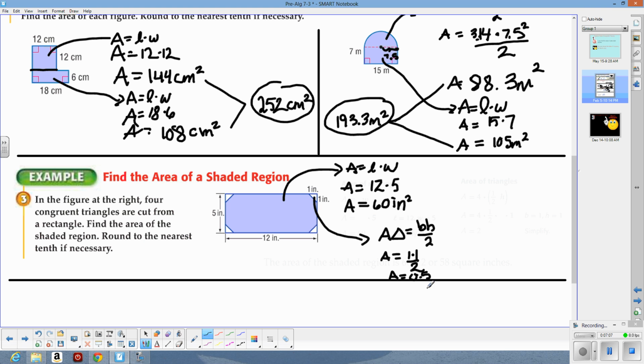Now we're going to take that answer and multiply it by 4 since there are 4 corners just like that that are cut off. So 4 times 1/2, that's going to equal 2 inches squared. So the 4 triangles all put together are going to have an area of 2 inches squared. So the area of the shaded region is going to be the 60 inches squared minus the 2 inches squared, which is 58 inches squared.